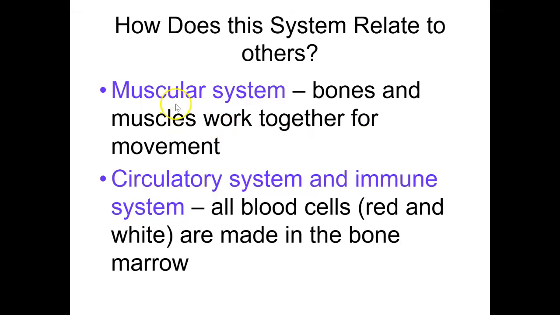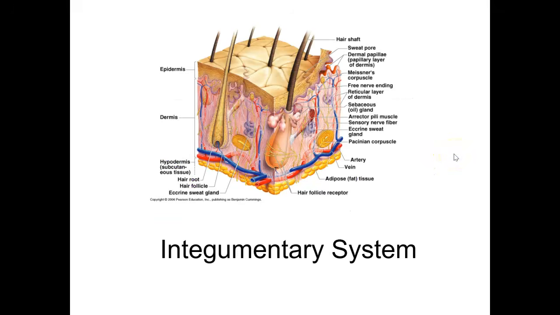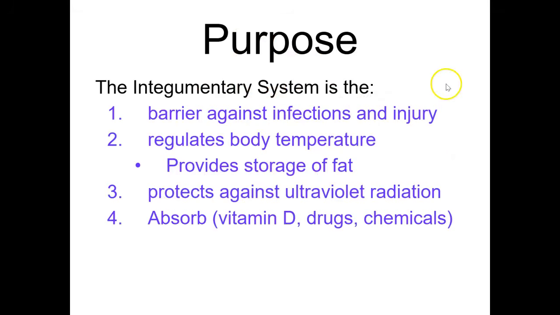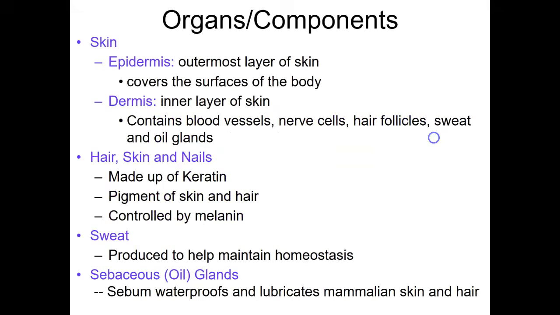So it works with the muscular system for movement, and it also works with your circulatory and immune system because your blood cells are made there. Next is the integumentary system. That is your skin, hair, and nails. It's your first barrier against infections and injury, helps regulate body temperature, stores fats, protects against UV radiation, and can absorb things into your body like vitamin D, drugs, chemicals.